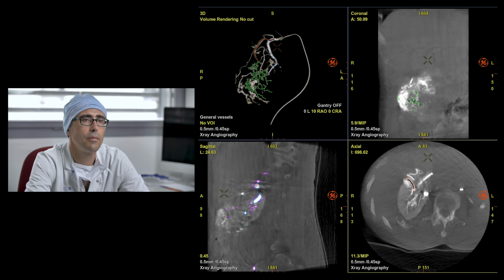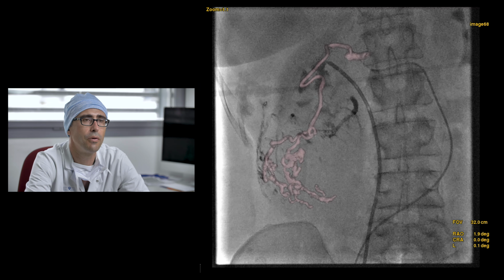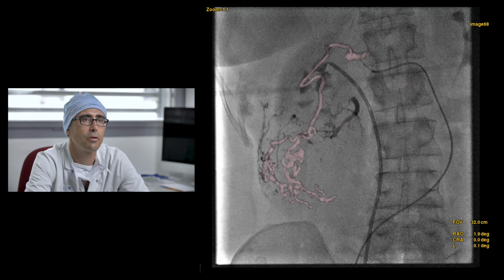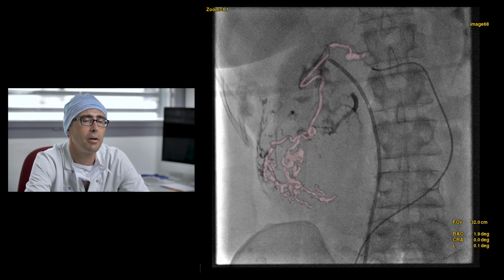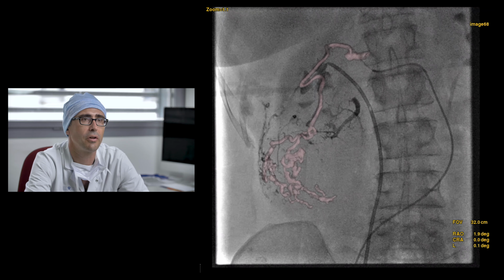The main reason is because we are using alcohol or glue to perform such embolisation, and it's absolutely mandatory to avoid any complication on the normal parenchyma, in particular in such patients who may encounter several tumors in their life.